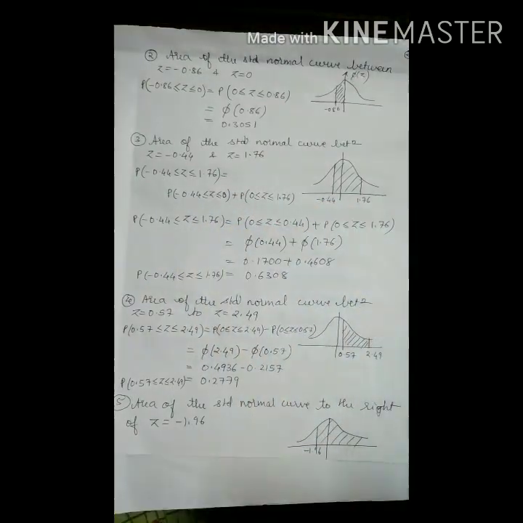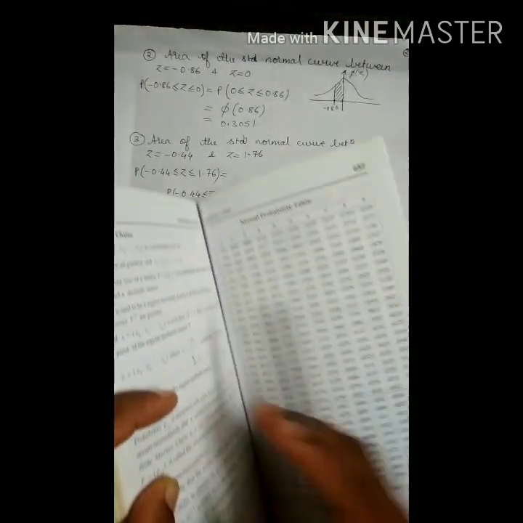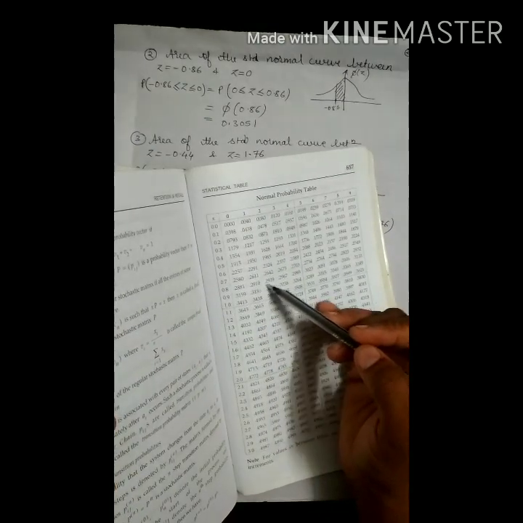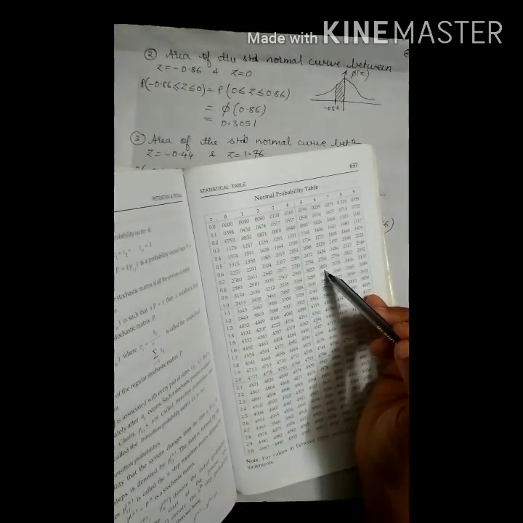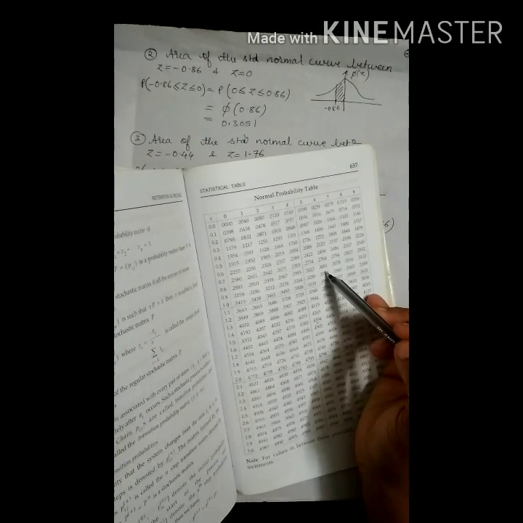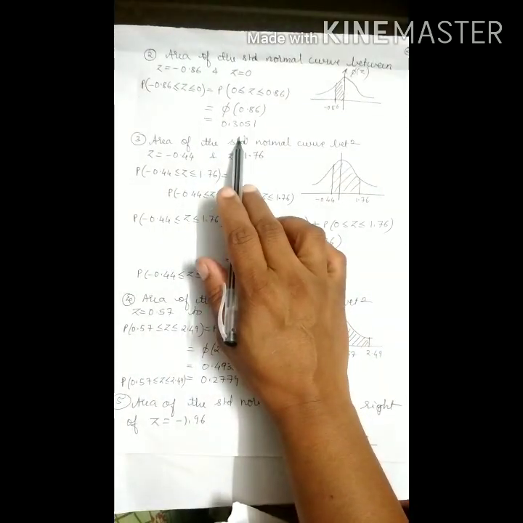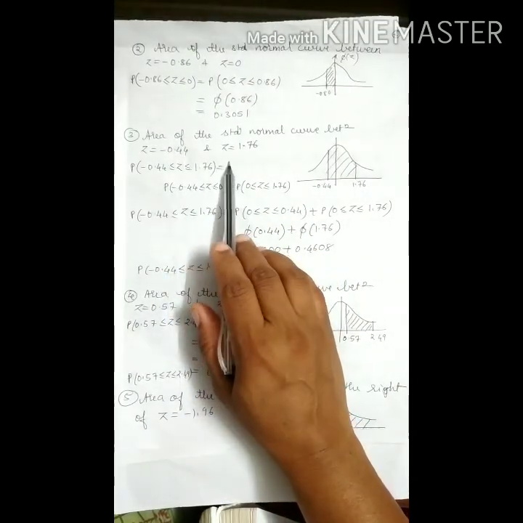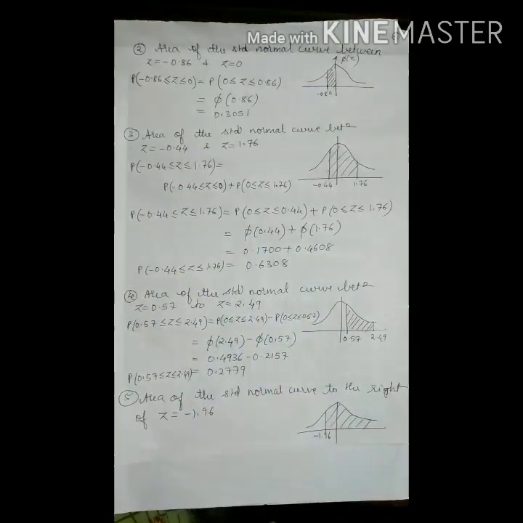And to calculate phi of 0.86, again go for the table here. So 0.8 here and 6 means here you have to go. How much is it? 3051 means 0.3051. So is it here? Yes.